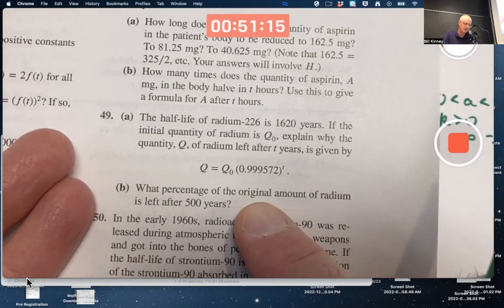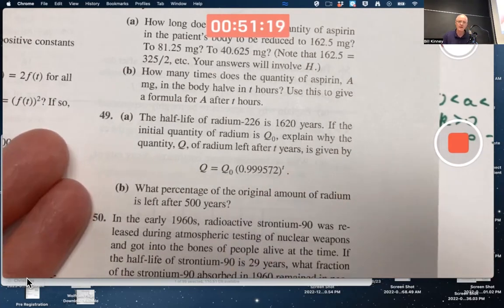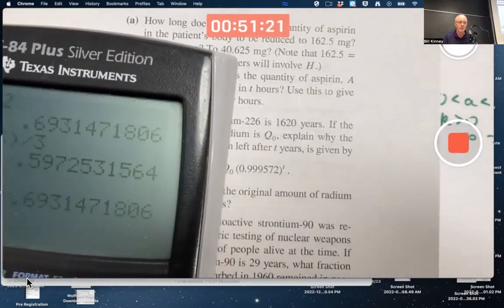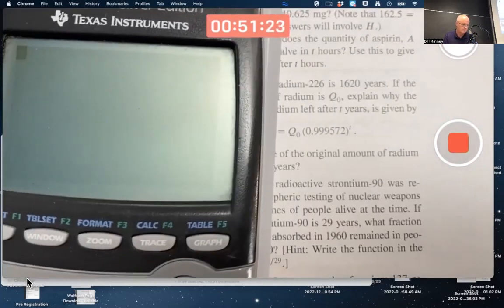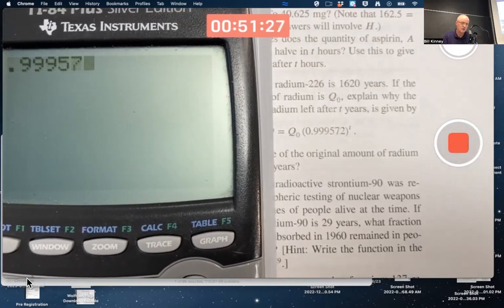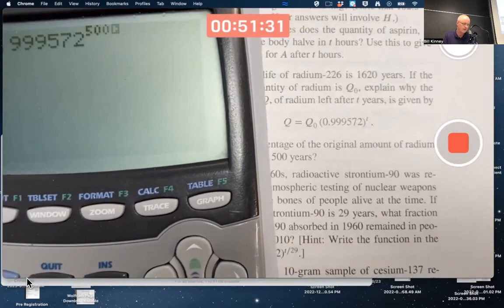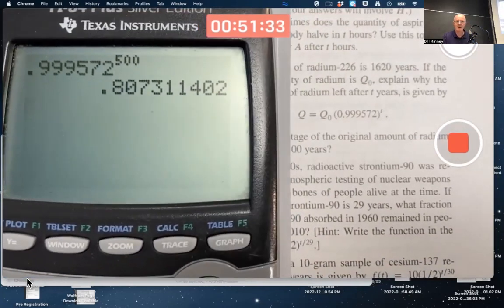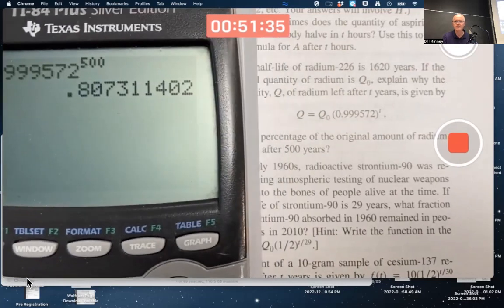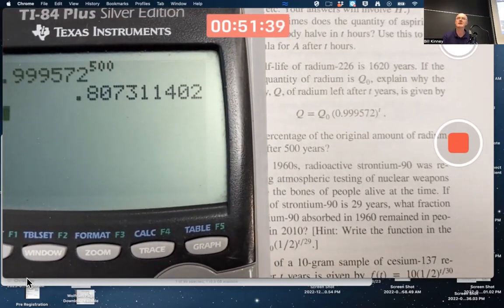To do the second one, you just plug in T equals 500. Let's go ahead and do that second part real quick. 0.999572 to the 500th power is about 0.81. What that means is after 500 years, about 81% of the original amount is still there. That's what that means.